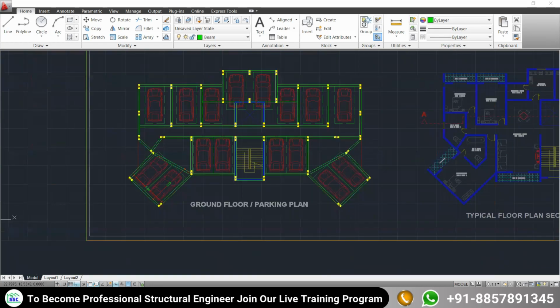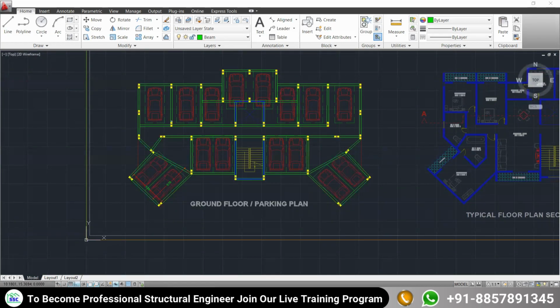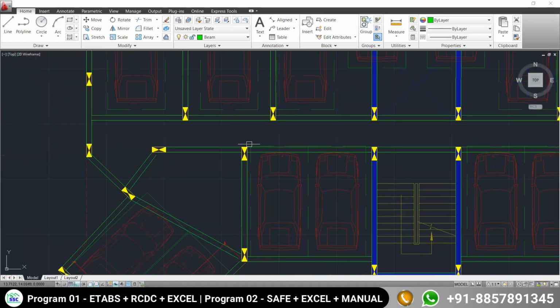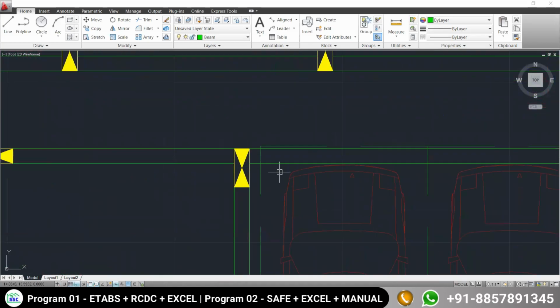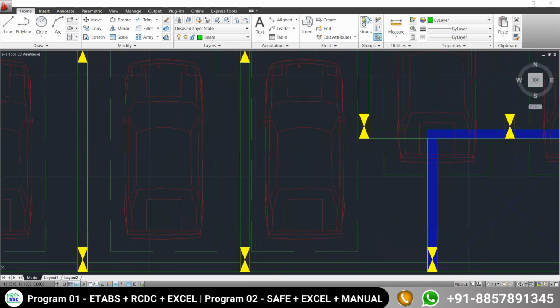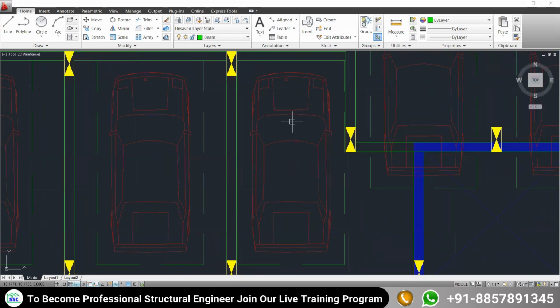If you want to provide the beam also here, what will happen? Your column is going to get the stability from this side also. Actually, why have I taken the beam here? Suppose the beam here is not needed. Some of you may ask a question. Here the objective is to tie the column only, to provide the lateral support to the column.